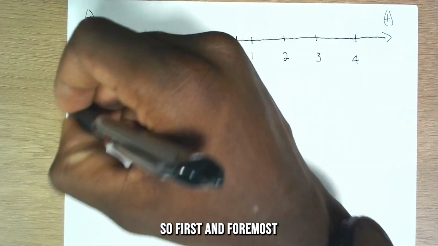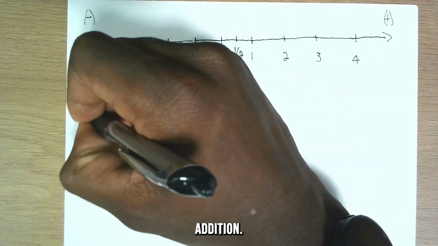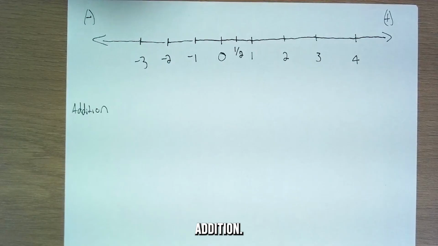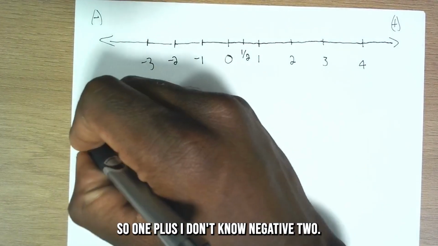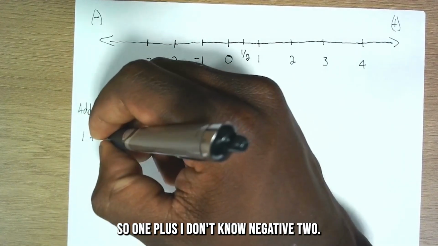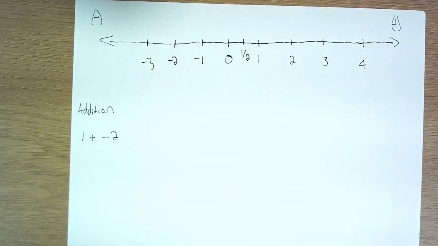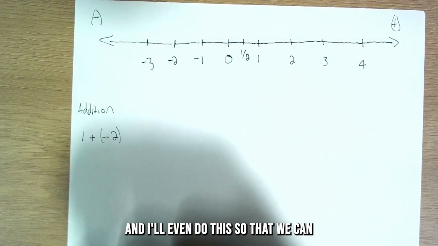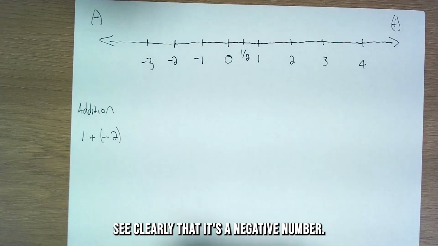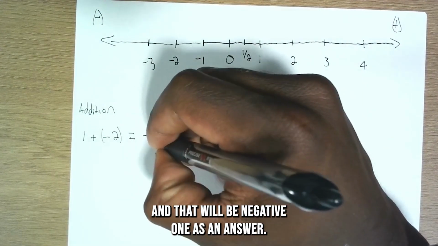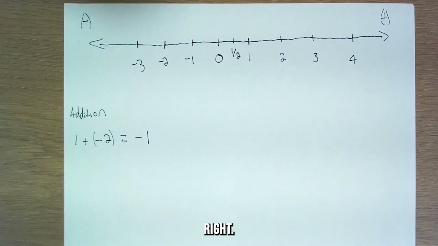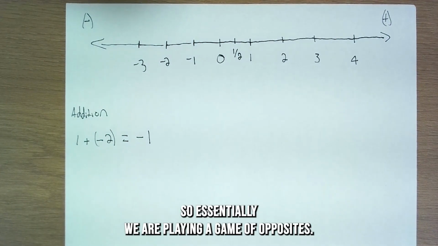So first and foremost, addition. If you add a negative number, it is the same as subtraction. So 1 plus, I don't know, -2. And I'll even do this so that we can see clearly that it's a negative number. And that will be -1 as an answer, right? So essentially, we are playing a game of opposites.